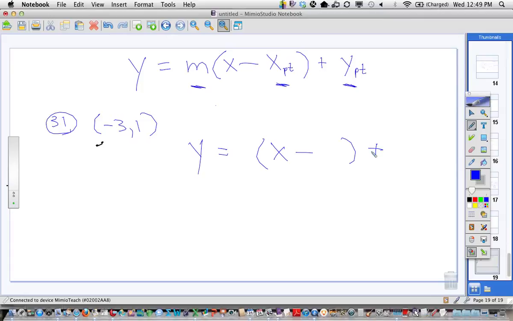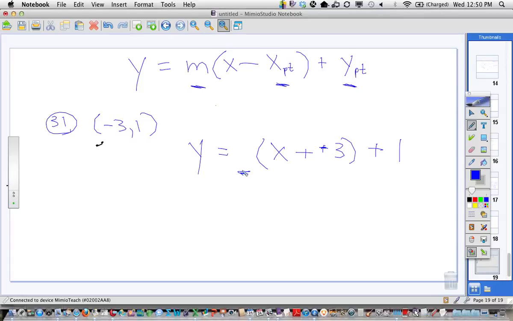I'm going to say, okay, here's the things. I need these 3 pieces. So they gave me the point, so that's easy. So that'll make that negative 3, and that'll be 1. Right? Of course, minus a negative, that's going to turn into plus positive. And now I'm just missing my slope, correct?